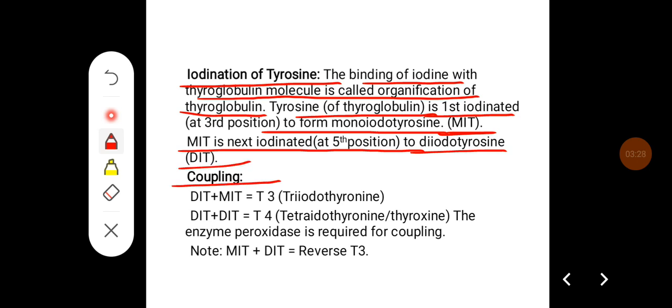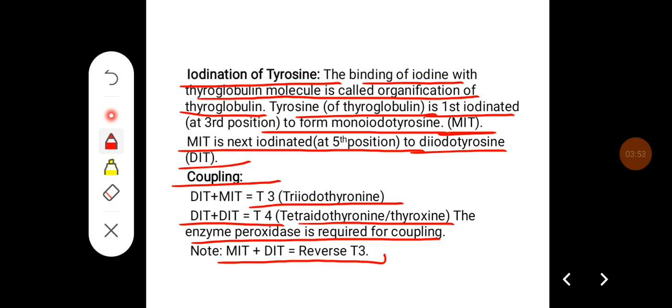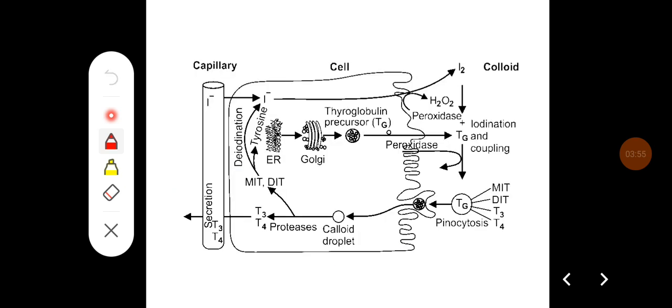So then coupling reaction occurs where DIT combines with MIT to form triiodothyronine, that is T3, and two diiodotyrosine combine or couple to form tetraiodothyronine, or it is called as T4 or thyroxine. The enzyme peroxidase is required for coupling reaction. Note that MIT and DIT can also lead to reverse T3. So these are the steps of formation of thyroid hormones.